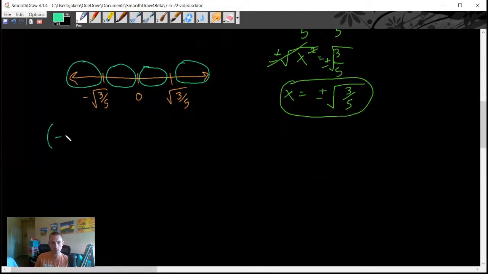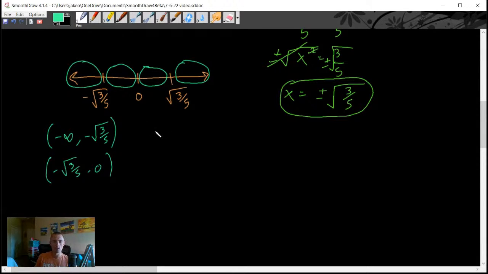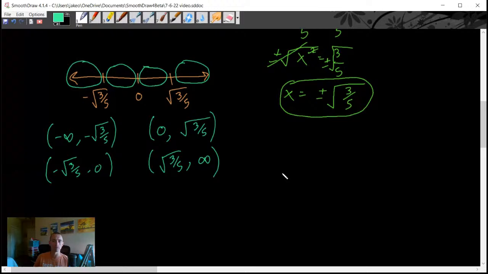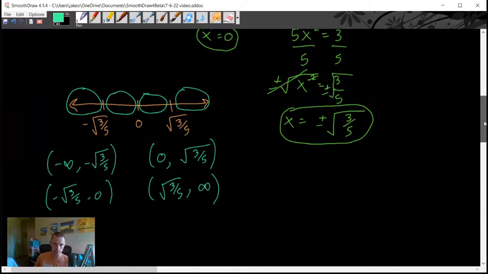So we're going to go from negative infinity to negative square root of 3/5. We want to go from negative square root of 3/5 to 0. We want to go from 0 to positive square root of 3/5. And we want to go from square root of 3/5 to infinity. So these are going to be the 4 intervals that we want to test. Well, how do we actually test these?